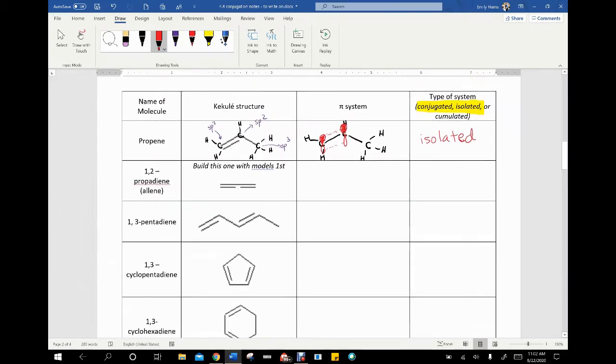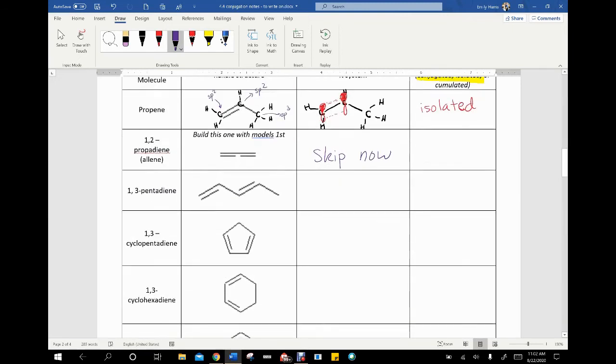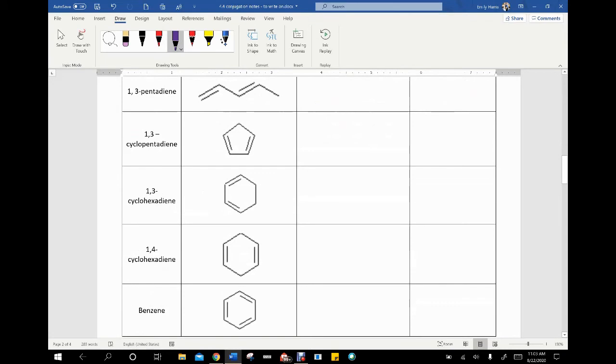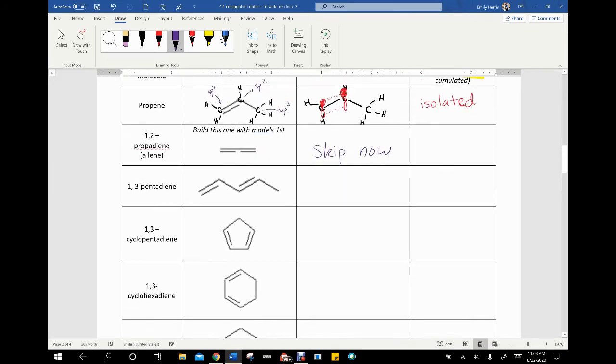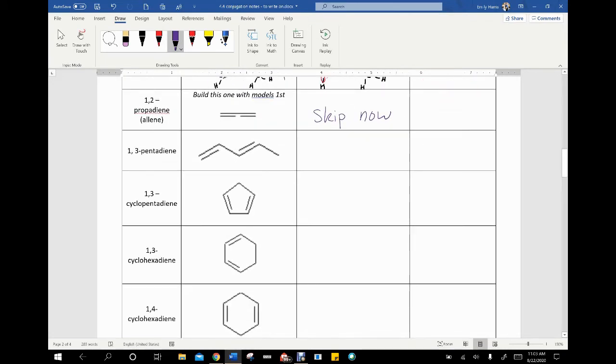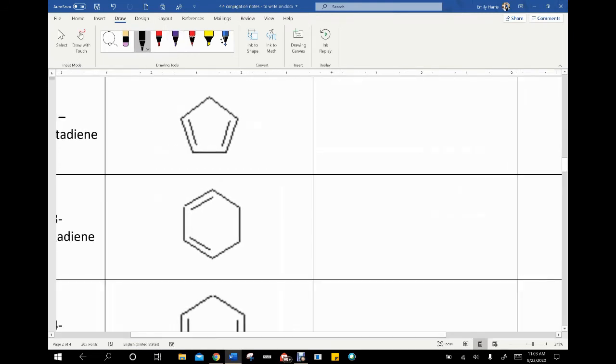All right, so this one right quick, the second one I want y'all to skip for now, and we're going to come back to it after y'all have had a little bit of time to practice. But let me go ahead and help y'all with one more. Maybe let's do one of the rings. How about this 1,3-cyclohexadiene? And then I'll let y'all pause the video and finish the others.